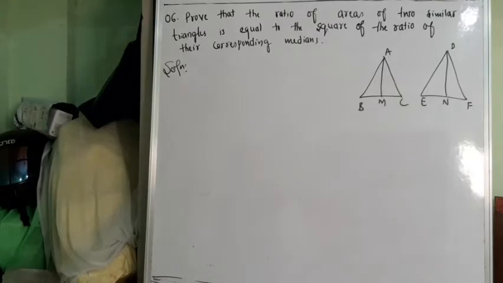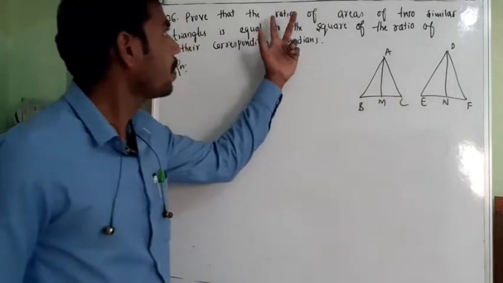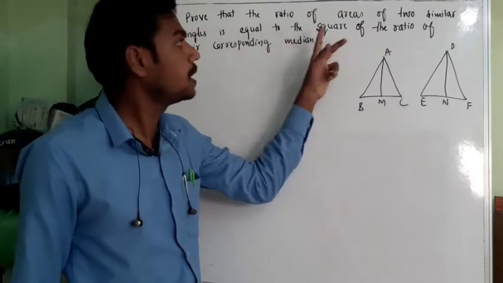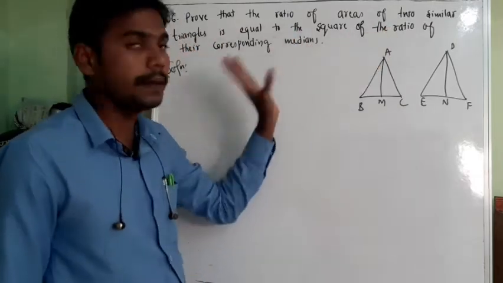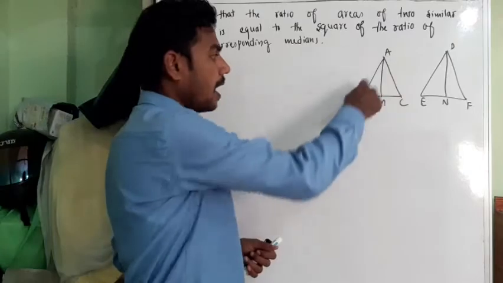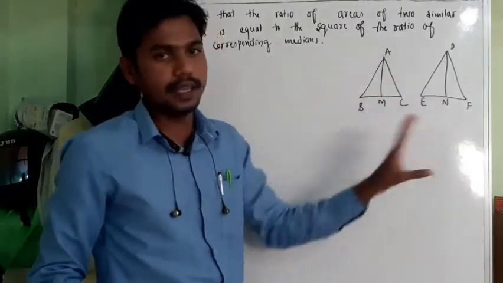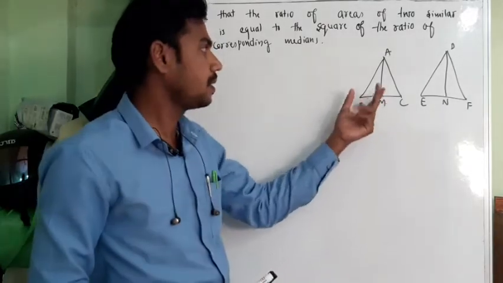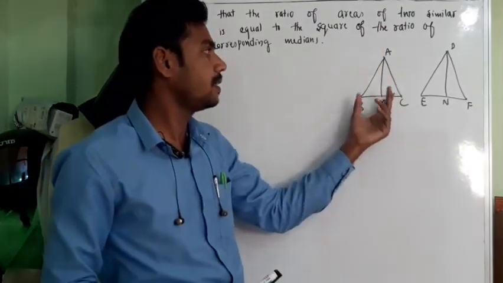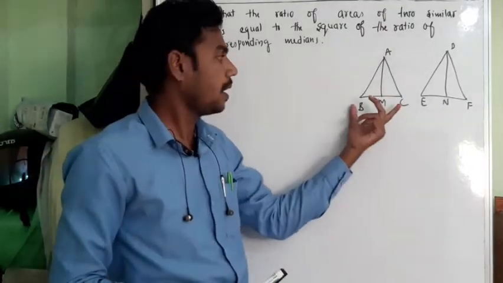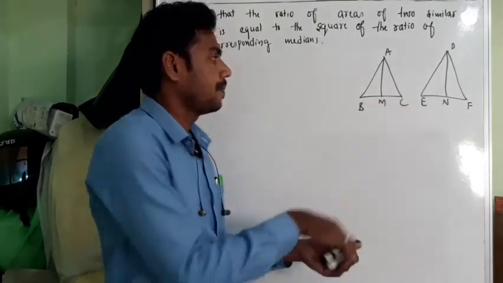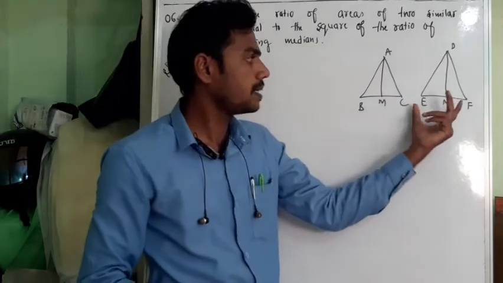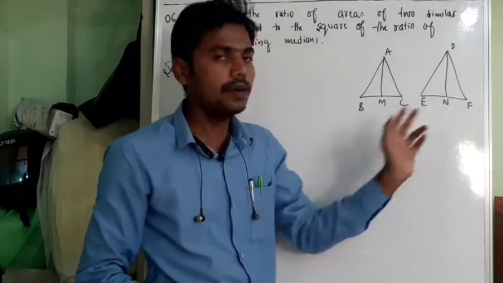So sixth question: prove that the ratio of areas of two similar triangles is equal to the square of the ratio of their corresponding medians. There are two triangles, triangle ABC and triangle DEF, and there are two medians. Median means it bisects the third side. AM is a median and it bisects BC, that is BM is equal to MC. DN is a median, it bisects EF as EN is equal to NF.